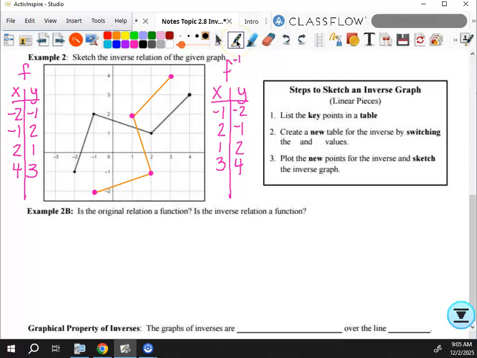All right, so this is F. Oh, it's almost like it's a Monday. Okay, F, and this is F inverse.